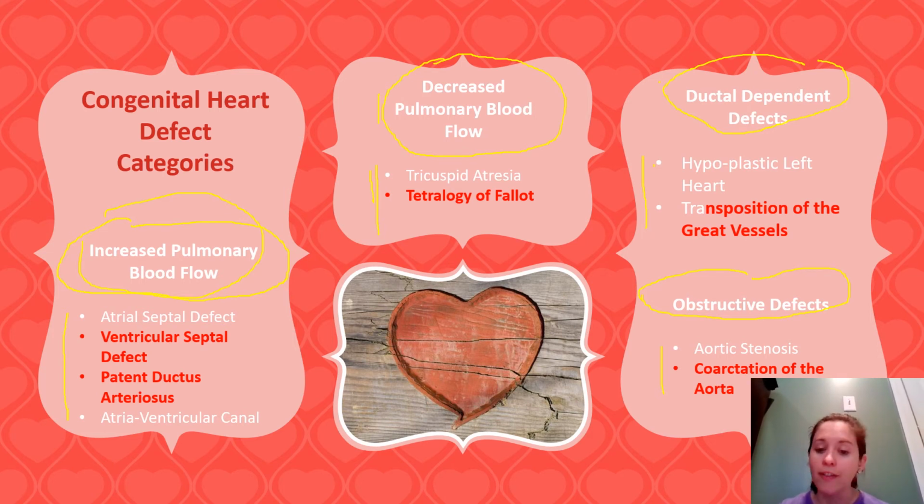Now I'm going to talk about all of these that are listed, but the ones in red are the most important and the ones I want you to focus your efforts on the most. That means ventricular septal defect, patent ductus arteriosus, tetralogy of Fallot, transposition of the great vessels, and coarctation of the aorta.